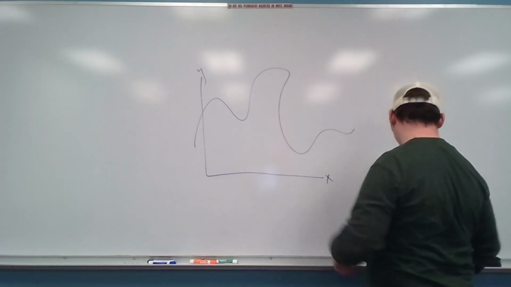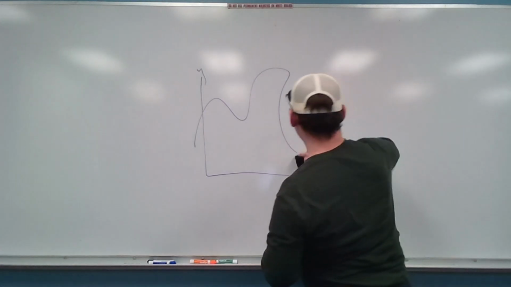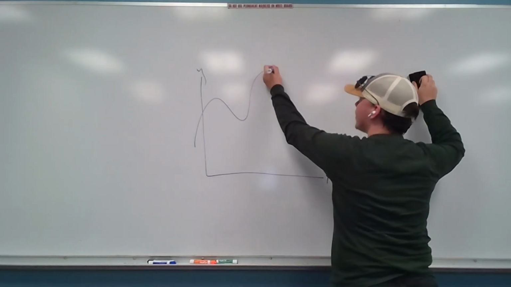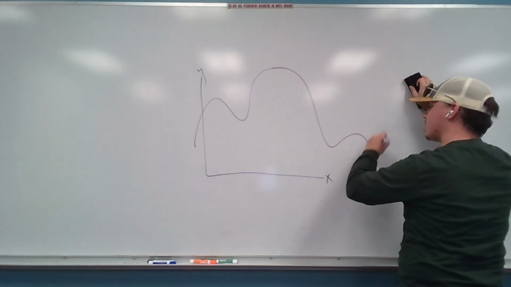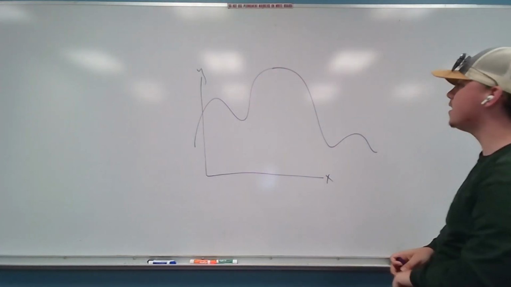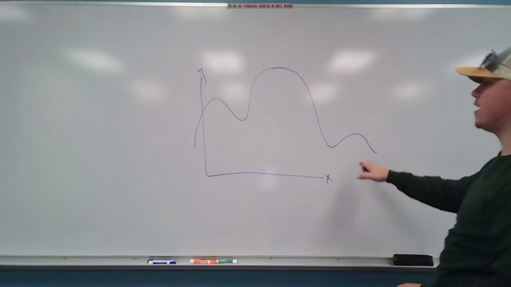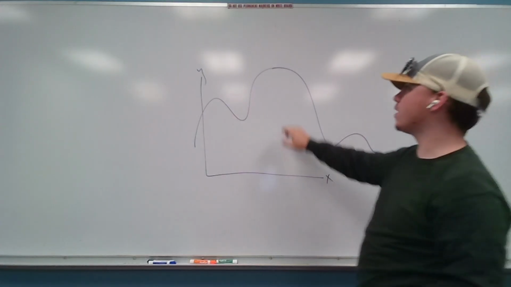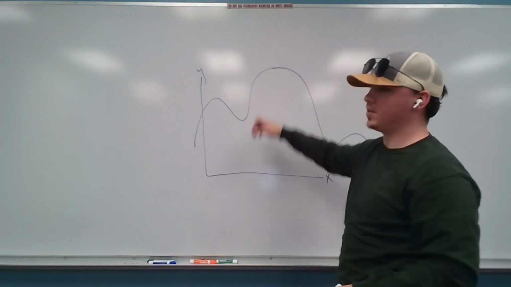Pretend that it doesn't go back in. Actually, I just need to erase that. It goes like this. Okay, so you can see that it has peaks and it has troughs. It has places where it's really high, places where it's really low, and everything in between.